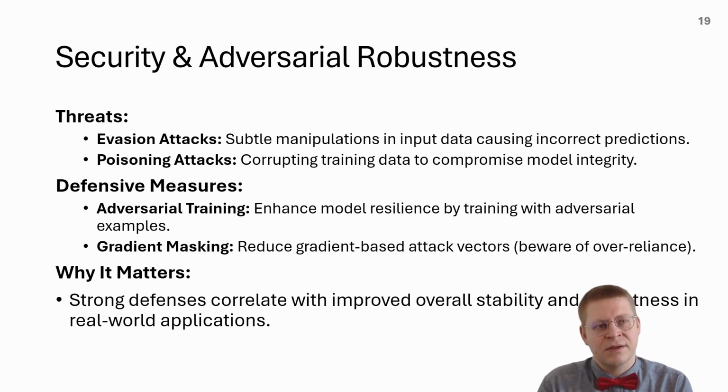Gradient masking is another popular strategy. It reduces the vulnerability to gradient-based attacks by obfuscating how gradients guide adversaries. However, it is critical not to overly depend on this measure as attackers evolve. What's fascinating is the correlation between robust defenses and overall model stability. Systems built to withstand security threats often show better real-world consistency and reliability under diverse conditions. This highlights the importance of integrating security measures into every stage of machine learning development.